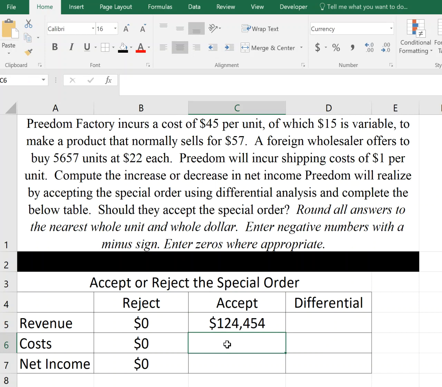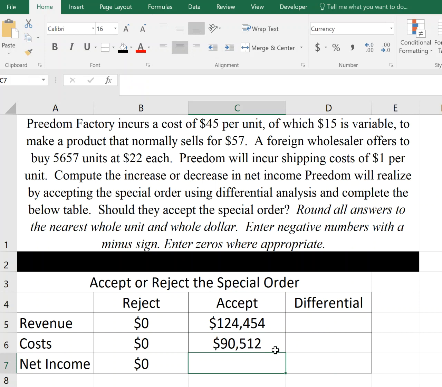Now, of course, there's some costs associated with accepting that special order, and those are simply our variable costs. Remember, our fixed costs are already going to be covered by the other units that we're producing. So if we normally have a cost of $45 per unit and our variable cost is only 15 of that, then we are going to incur the $15 cost, the variable cost, plus the $1 in shipping costs times the 5657 units that we would be producing. So if that's the case, we're going to incur additional costs of $90,512 to manufacture those items.